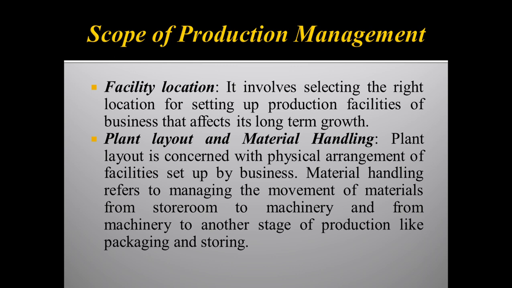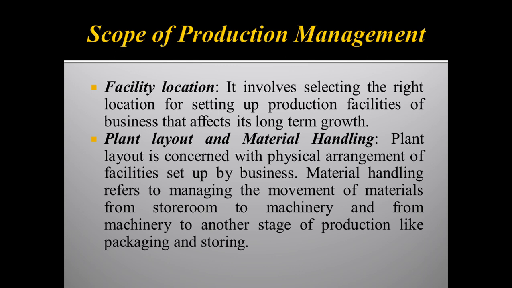It refers to managing the movement of materials from stores room to machinery, and from machinery to another stage of production like packaging and storing. That means we are talking about the immediate customers in the production department. Immediate customers means, for example, a product has a 5-stage process. Stage A, B, C, D and E.